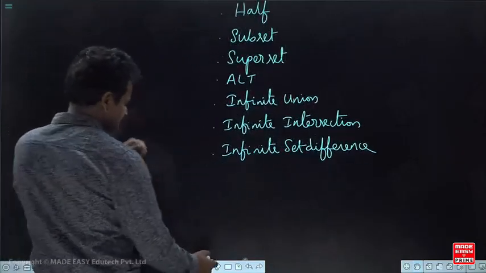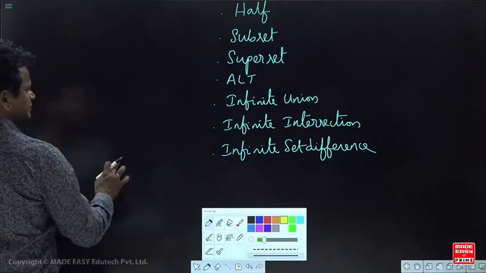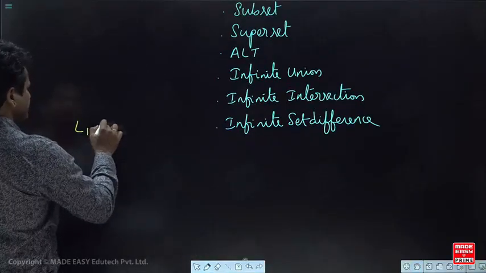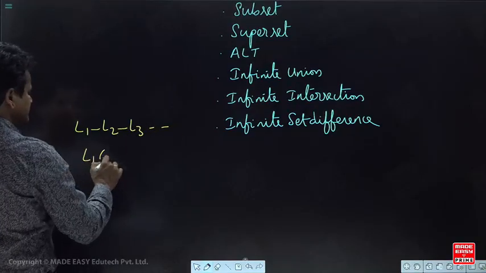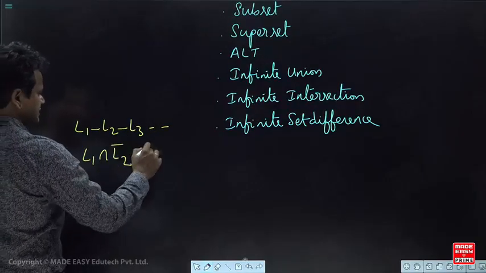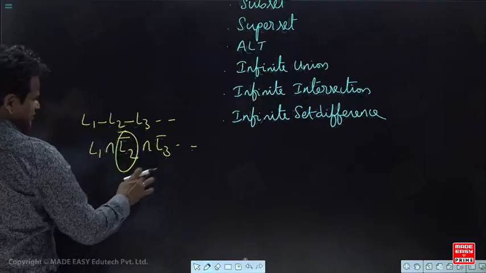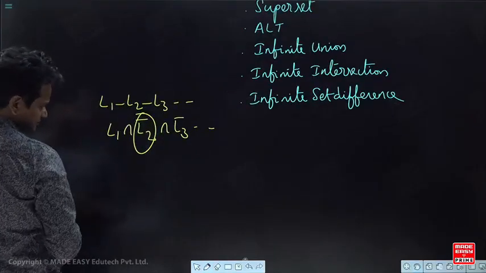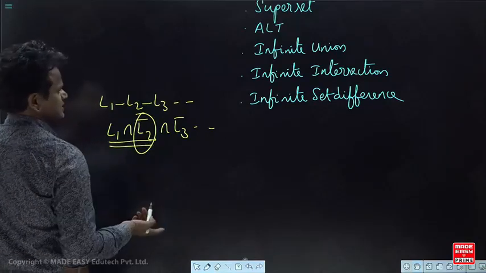Infinite set difference means here take L1 minus L2 minus L3 minus so on, which is L1 intersection L2 bar intersection L3 bar, and so on. CFLs are not closed under complement, one thing, and one more, not closed under intersection.